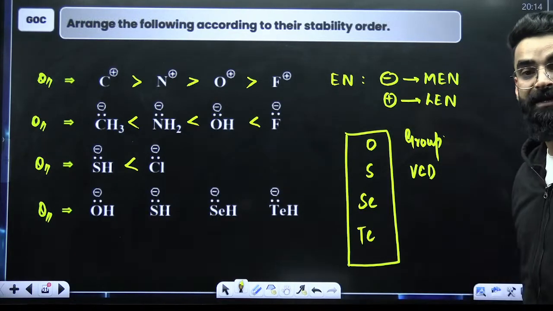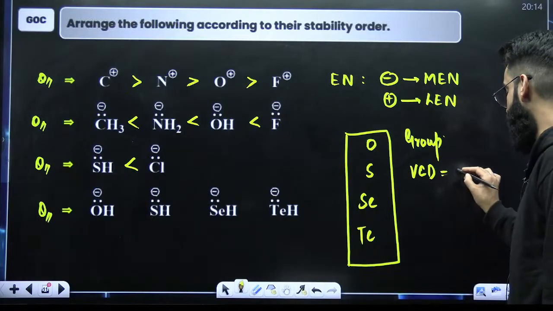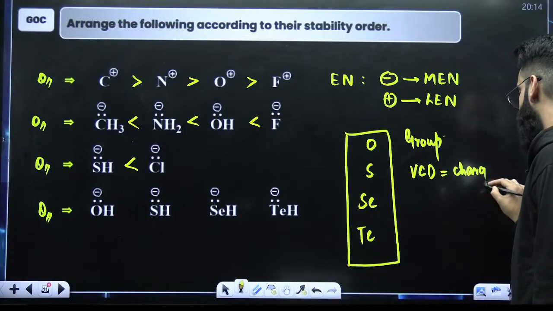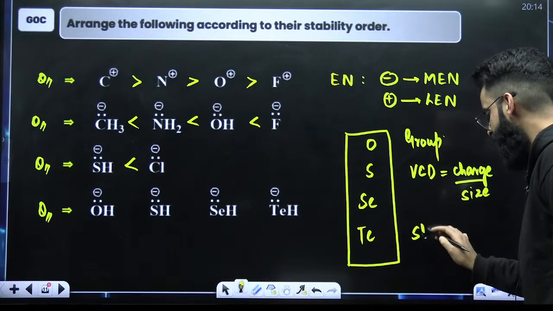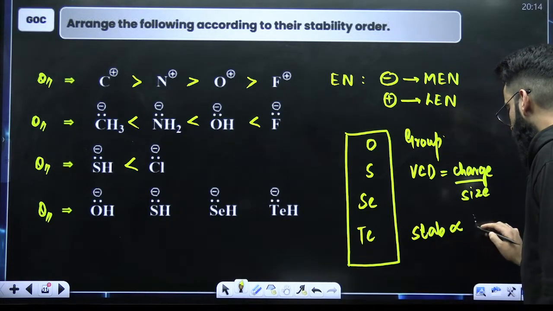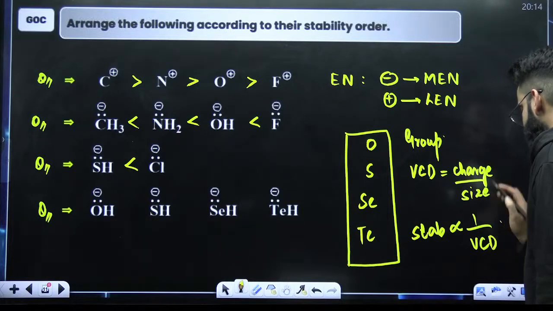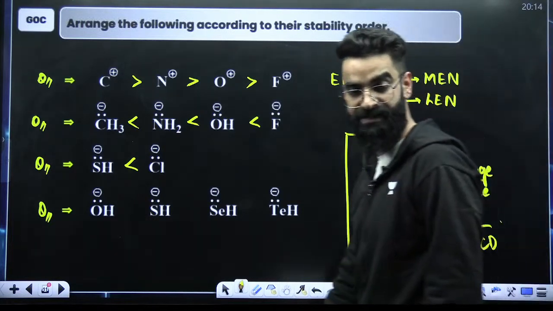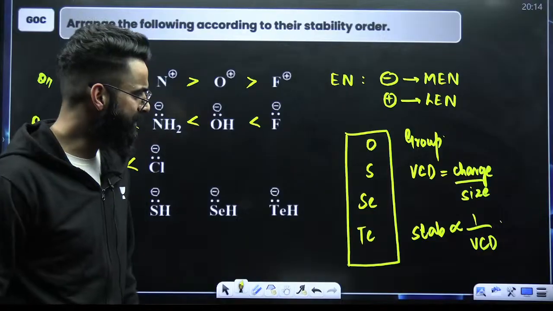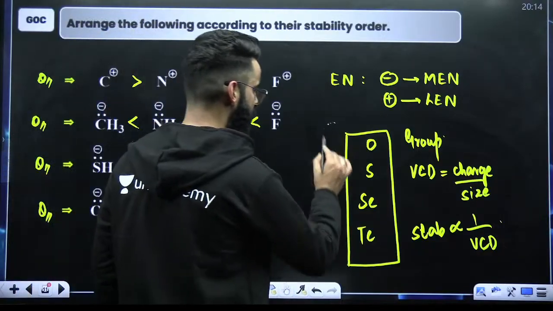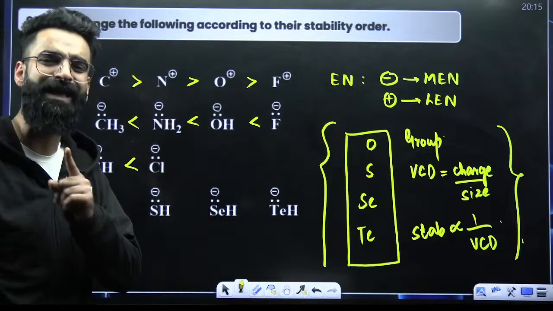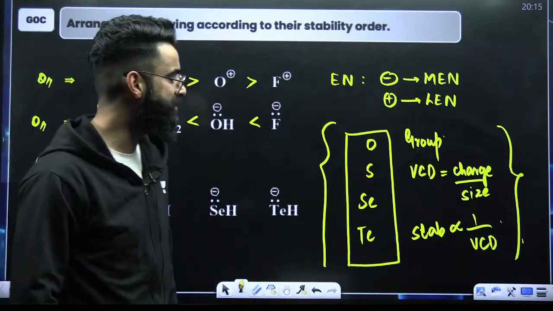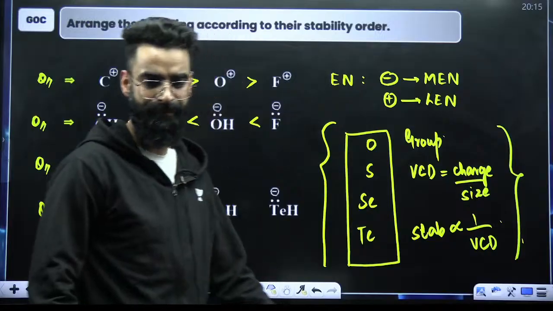Volume charge density is defined as the ratio of charge on the species divided by the size of the species. And remember, stability is inversely proportional to the volume charge density. This is the rule you are going to remember. Whenever you are supposed to compare the stability of charges on elements which belong to the same group, you'll be talking in terms of VCD, volume charge density.